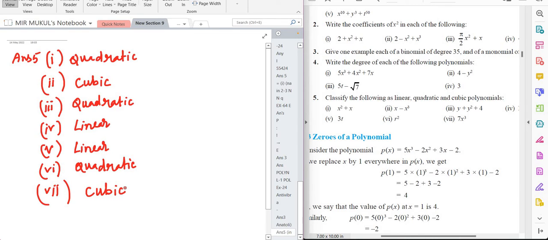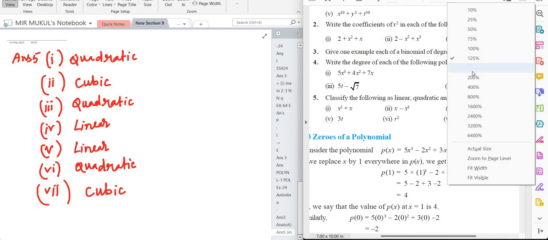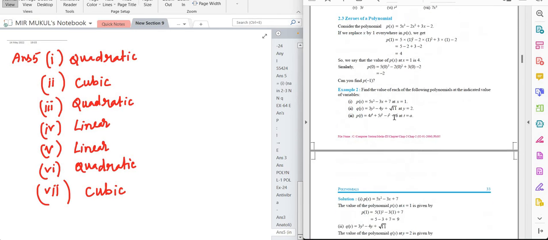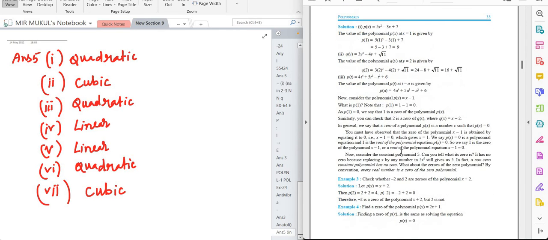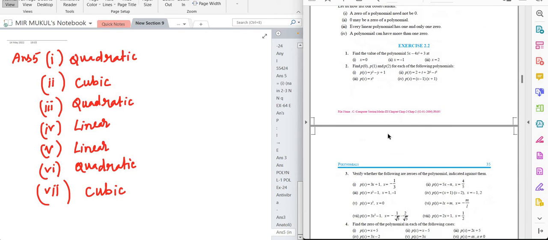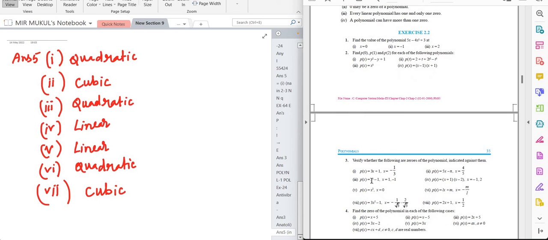Okay. So this exercise is finished. Now in the next exercise we'll learn zeros of the polynomial. So we have to know what is the meaning of zeros of the polynomial. After that, 2.2 will start.